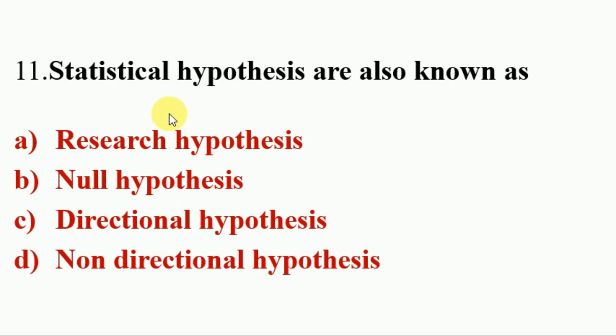Next question. Statistical hypotheses are also known as. Options: A. Research hypothesis, B. Null hypothesis, C. Directional hypothesis, D. Non-directional hypothesis. Answer is B. Null hypothesis. Statistical hypothesis is also known as null hypothesis. It is a statement that says that there is no relationship between the variables.